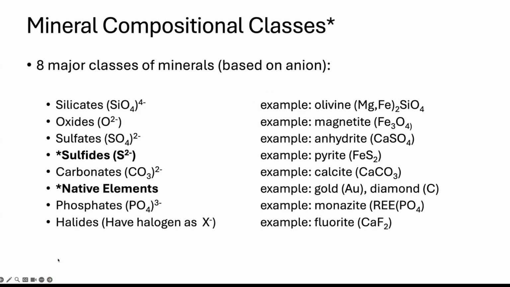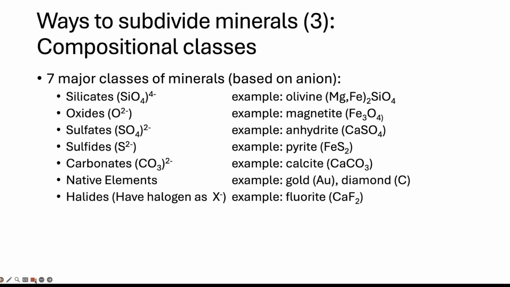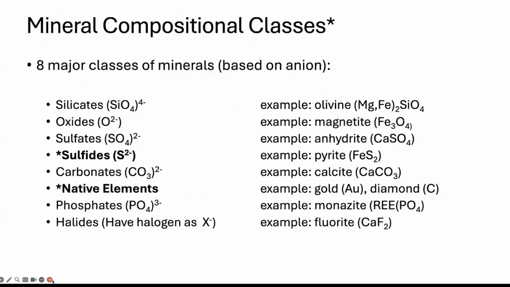All right, and then I guess I forgot phosphates before, right? Yeah, I forgot phosphates. So this one is repetition, but it includes phosphates. Monazite's a very important one because it has rare earths.